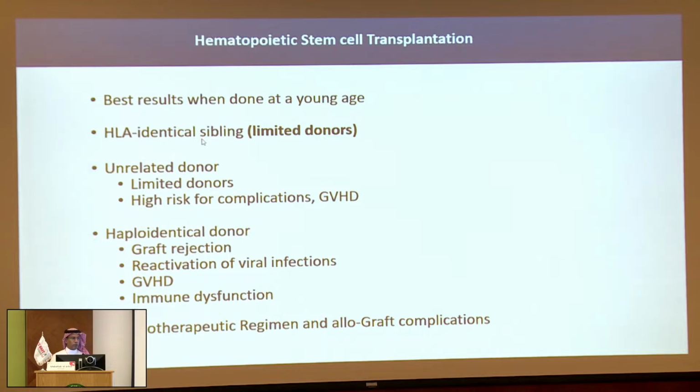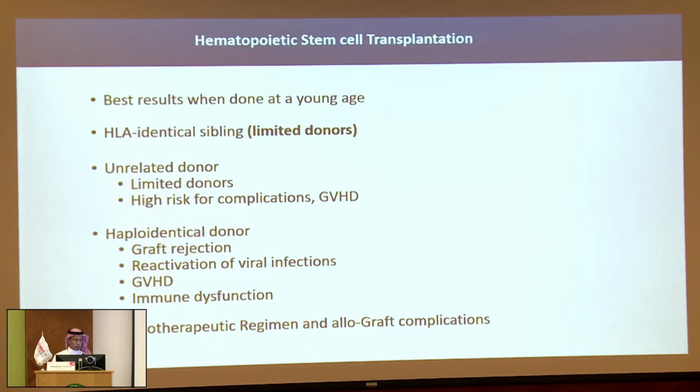However, we have a limited number of donors. Yes, in Saudi Arabia, we have much higher chances of having an identical sibling donor, but still there is a significant number, at least 40%, who do not have donors. And the options are either an unrelated donor or haplo-identical. As Dr. Isa mentioned, unrelated donors are associated with severe complications, chances of GVHD, and chances of rejection and failure are high, besides the complication of graft versus host disease.